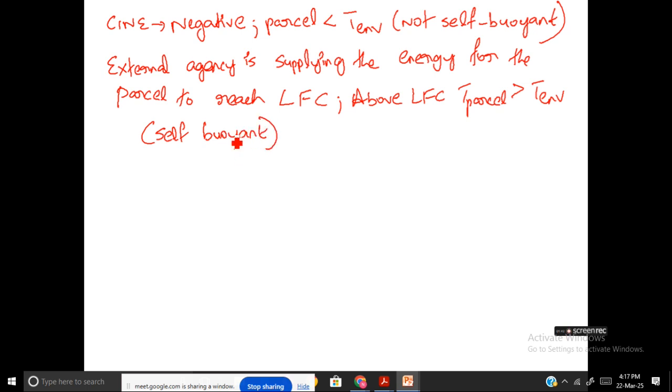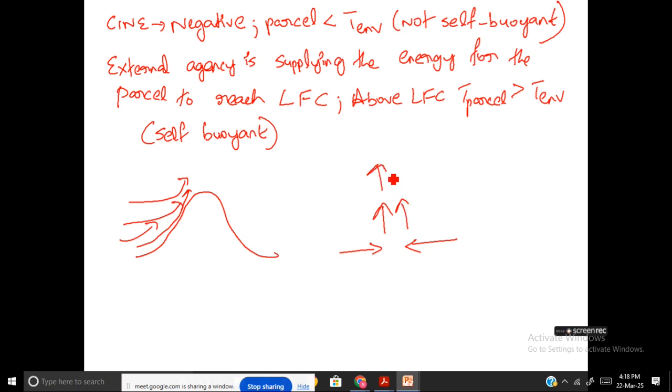Now, what are the external agencies that provide the energy for the air parcel to rise till the level of free convection? The lifting mechanisms, such as orography. If the air parcel is coming due to the orography, it will rise. And if there is low level moisture convergence happening, low level convergence in winds, then the parcels will start moving upward. Then if there is local heating happening over a region, the parcels will become warmer, then lighter, and will start rising.